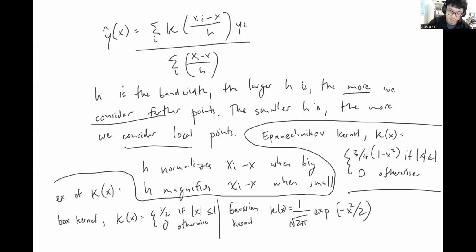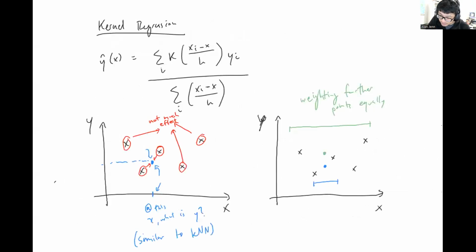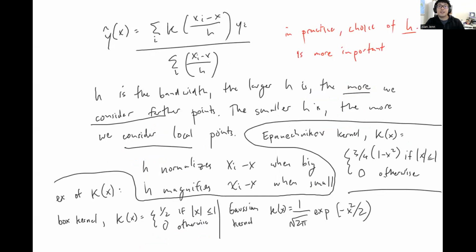But in practice, choice of H is more important. And again, this H is this window, right? H is whether we do this or whether we do this. So how do we determine the correct value for H? What do you guys think?